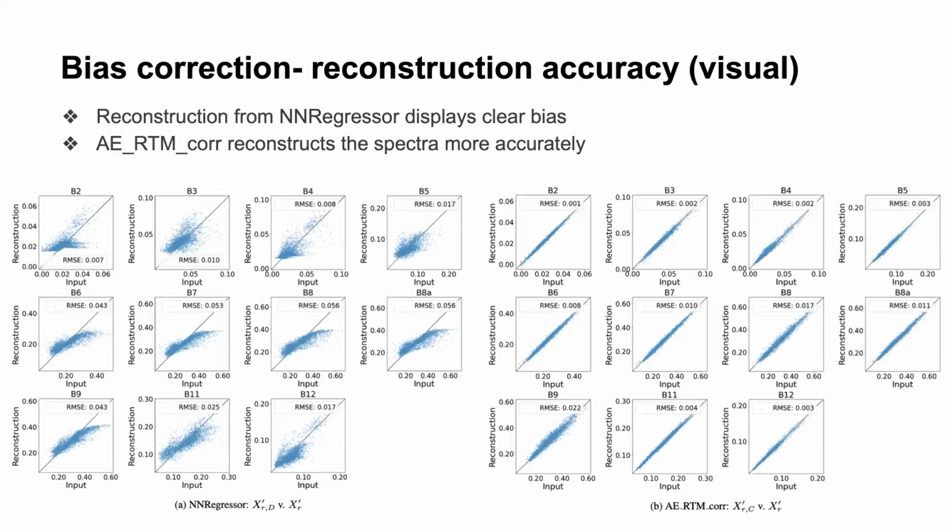These plots show the one-to-one plots for all the input and reconstruction bands. On the left side are the plots for the baseline model, and the right side is our model. The x-axis is the original input spectra, the real spectra, and the y-axis is the reconstructed spectra. As you can see, the reconstruction from the NN regressor displays clear bias. For example, in the middle row, in the near-infrared range, the model tends to underestimate the simulation. But with the bias correction layer, our model is able to reconstruct the spectra more accurately.